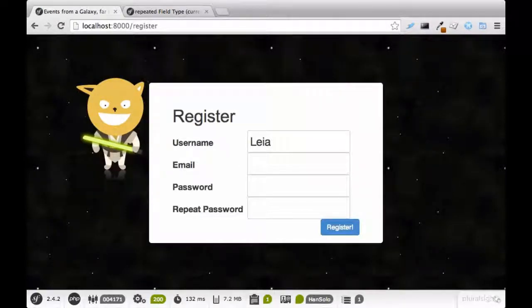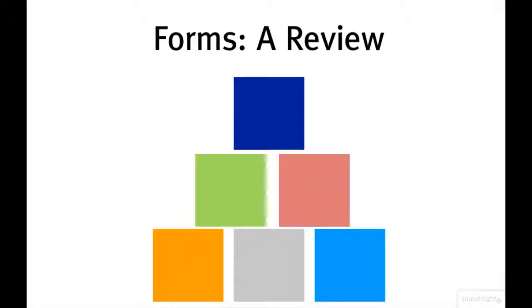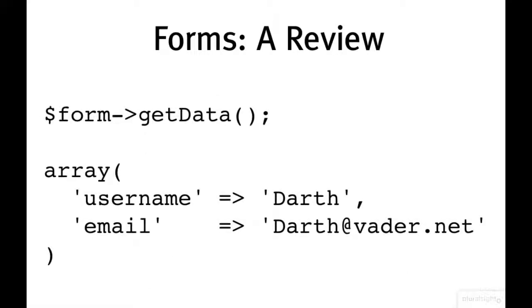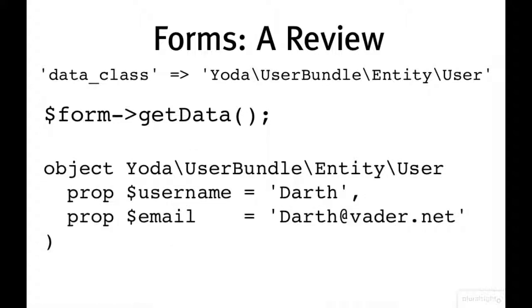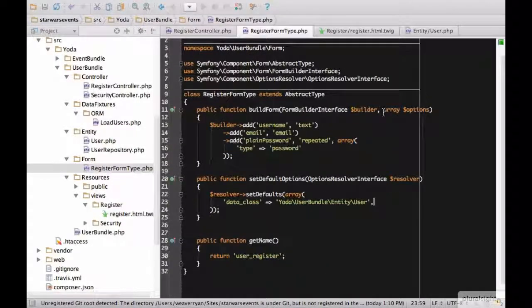Refresh. We've conquered forms. Some quick review. A form is something you build, giving it the fields and field types you need. At first, a form just returns an associative array, but we can change that with the data class option to return a populated object. Forms can also be built right inside the controller or in an external class. Got it? Great! Let's move on to validation.